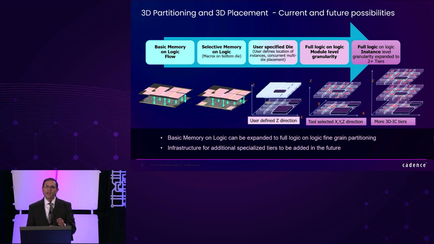But going forward, as the size of the design gets big and as the complexity of nodes increases, we are marching towards a full logic-on-logic, instance-level granularity type of automated algorithm that needs to be developed. We have some ideas on how to do that for 2 tiers, and we are working on ideas for more than 2 tiers. Any kind of enablement we can get needs more industry and university research, but we have a plan to get there, and we have a baseline platform to get there today.